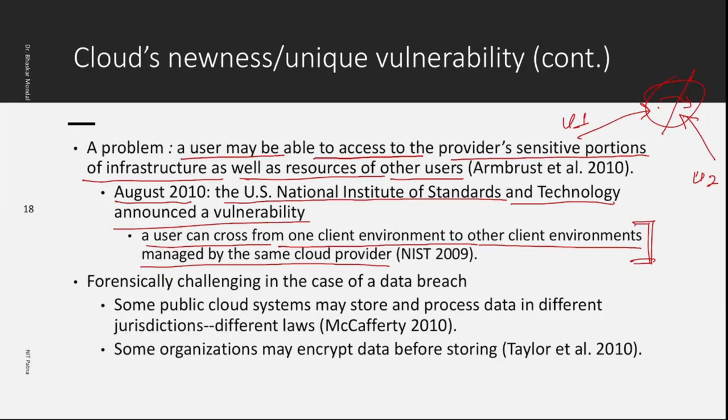But nowadays it is not possible because virtualization has become so mature. Then forensics is challenging in the case of a data breach, as some public cloud systems may store and process data in different jurisdictions with different laws, and some organizations may encrypt data before storing.